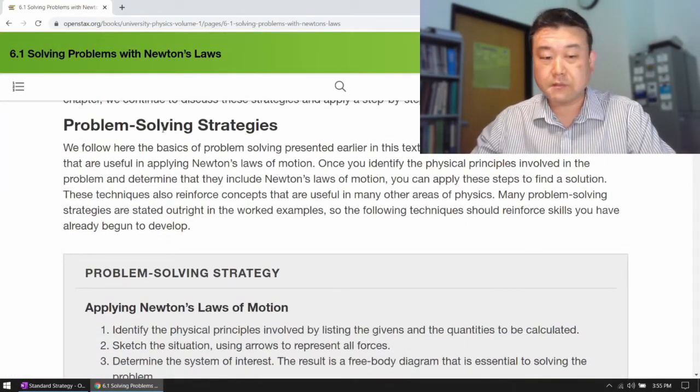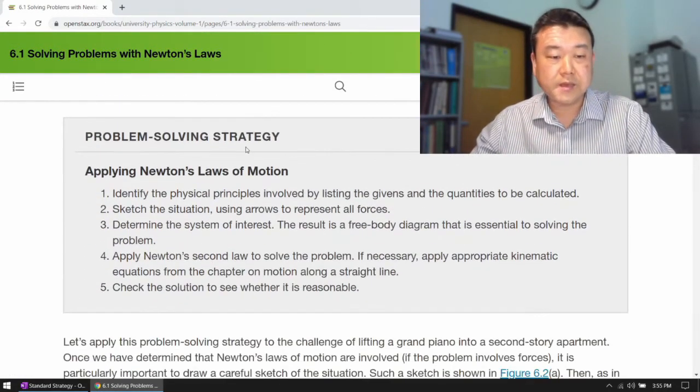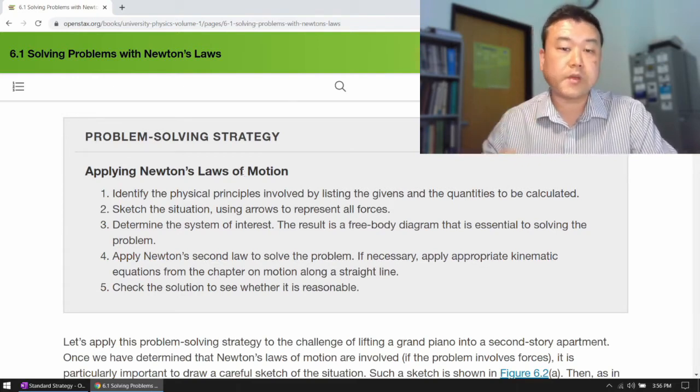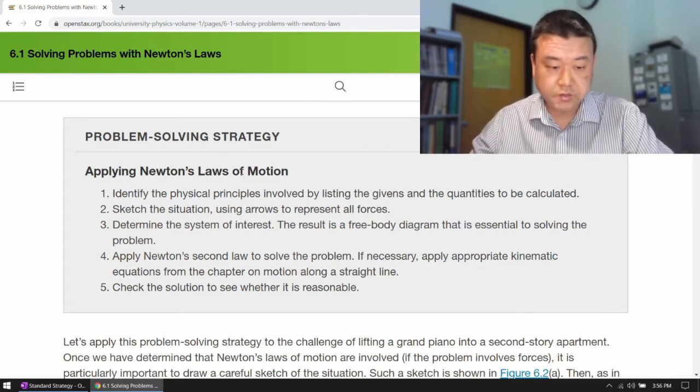So here under problem-solving strategies, they describe the problem-solving strategy for applying Newton's laws of motion. Again, I'll do a separate video that draws this comparison more thoroughly, but this is where you can find the textbook versions of these strategies.